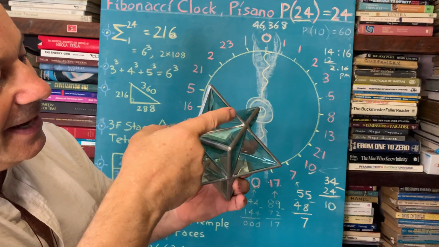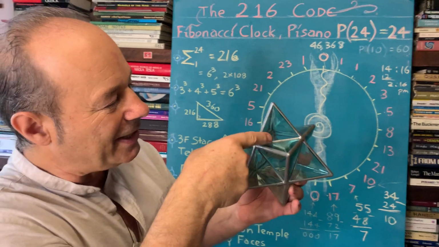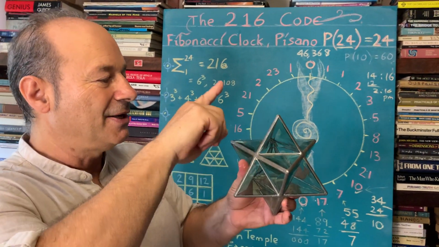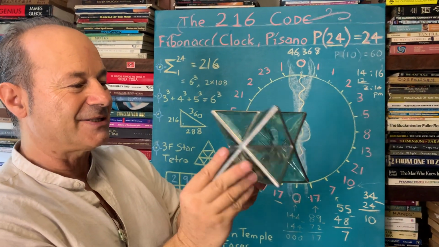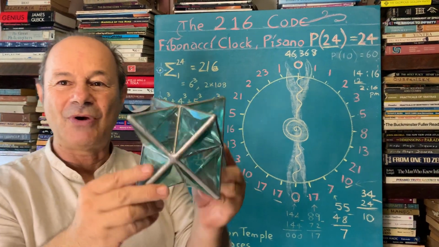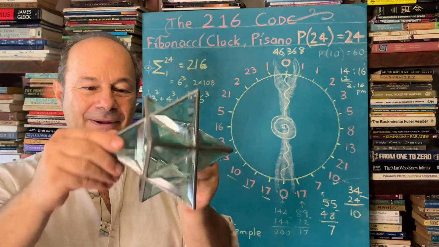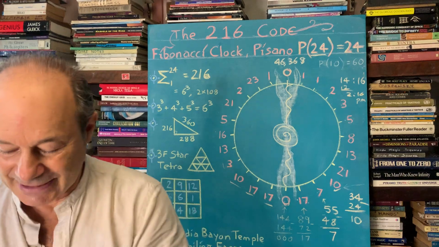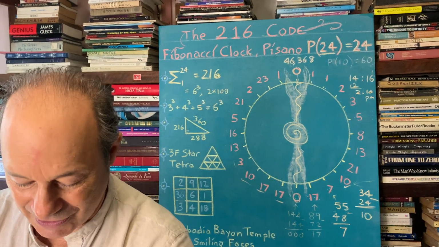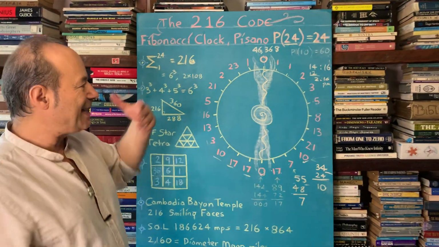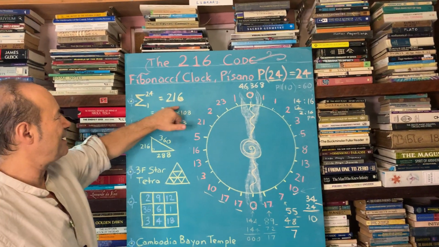So if that face there had 9 little equilateral triangles, that means 9 times 24, because there's 24 faces. 9 times 24 is 216 little triangles in there. So I just wanted to reference that in this cubic star tetrahedron, which is reminiscent of our 8 original cells, that 216 is the code.